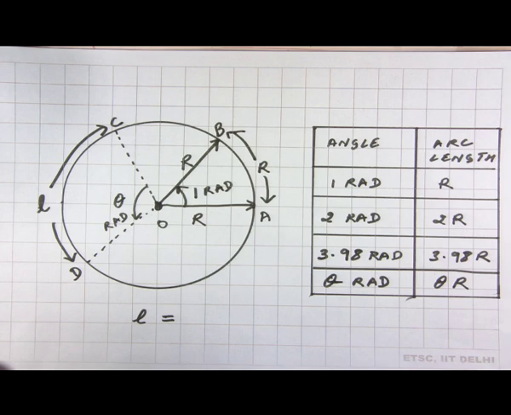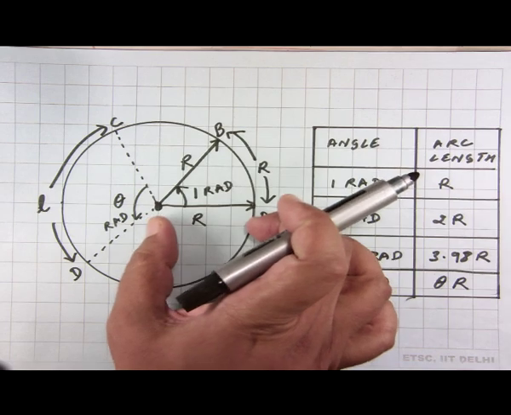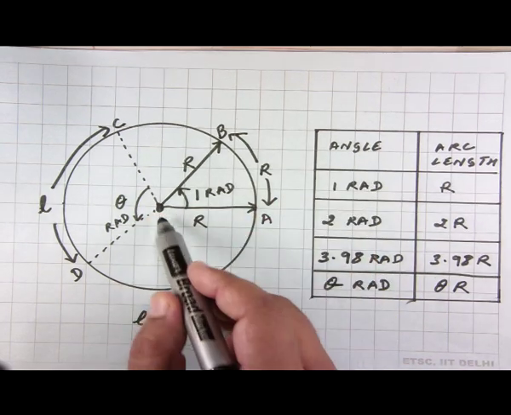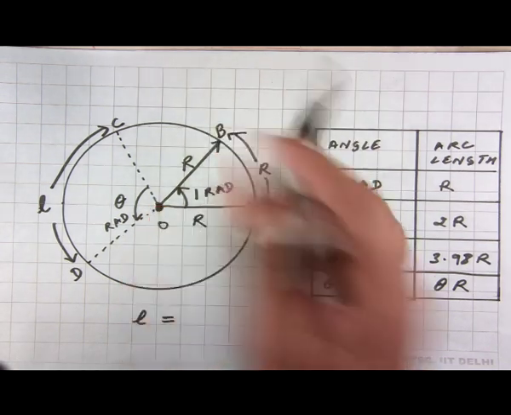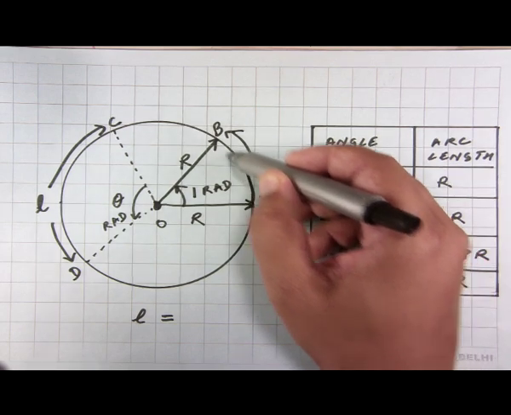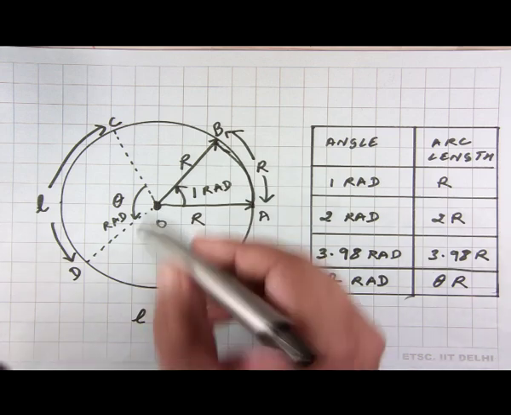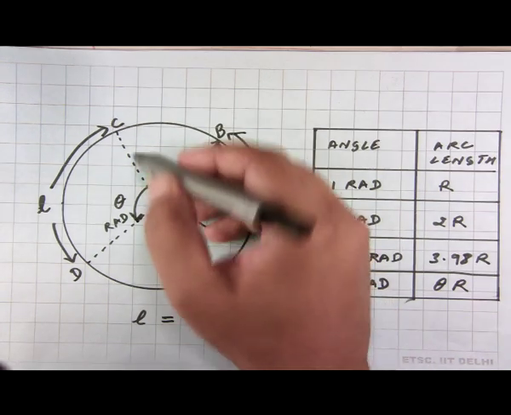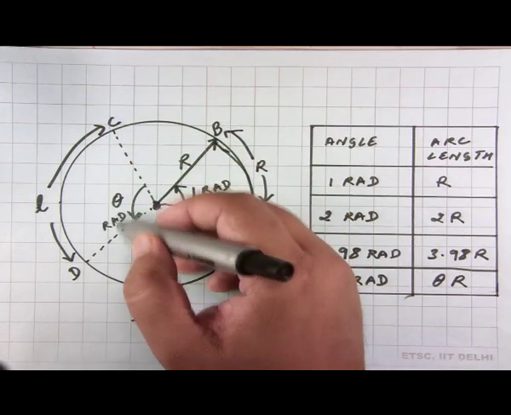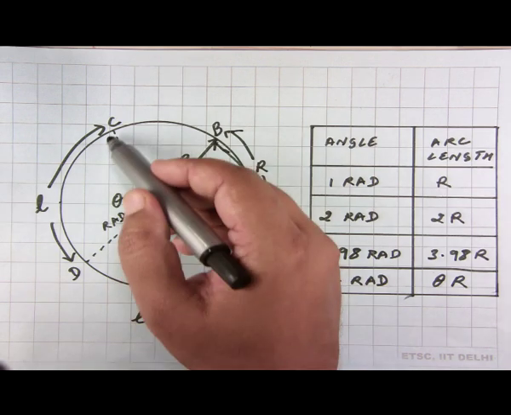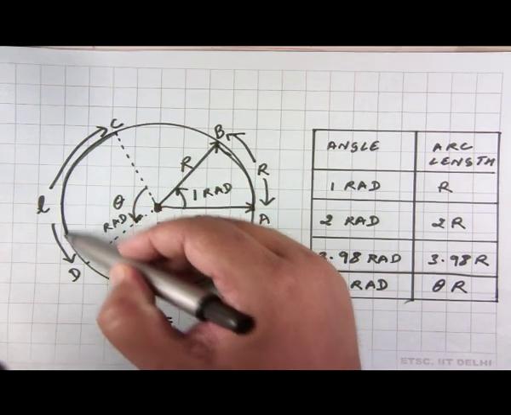The next step is, this is what we were discussing in the previous slide: if you have a circle of radius r and you look at this ray OA, if you rotate it by 1 radian, then the length of this arc here will be equal to the radius, which is r units. Next question is, suppose we have a ray OC and I rotate it by theta radians, then what is the general formula for the length of this arc CD?